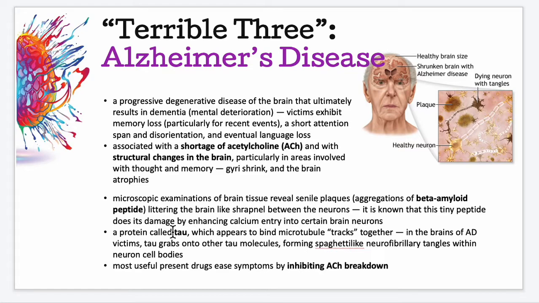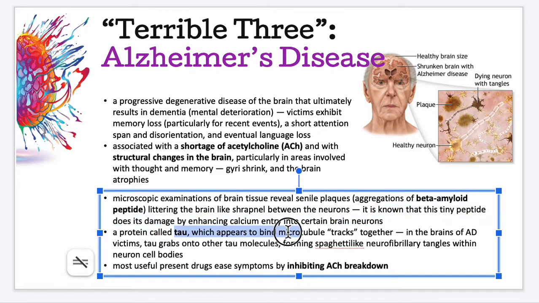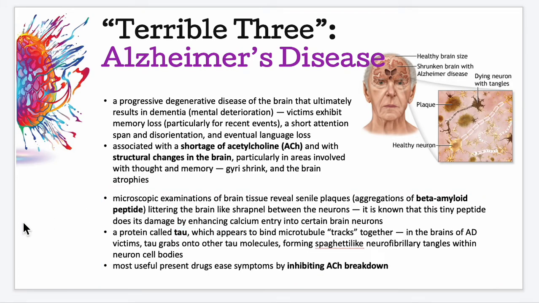This is a board exam recall para dito sa board review. Yung protein called tau which appears to bind microtubule tracks together in the brains of Alzheimer's disease patients. So, tau grabs onto other tau molecules forming spaghetti-like neurofibrillary tangles within neuron cell bodies. So, yung mga present drugs natin, they ease symptoms by inhibiting yung pag-breakdown ng acetylcholine. Kasi nga may shortage ng acetylcholine. So, ang ginagawa na lang is ini-inhibit yung pag-breakdown ng acetylcholine para meron pa ring stock.